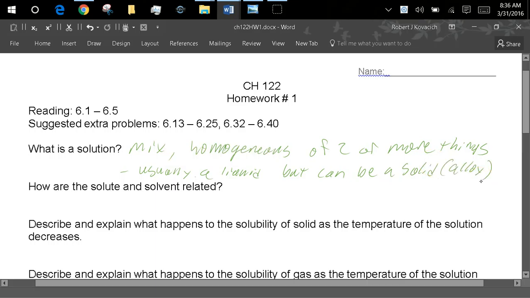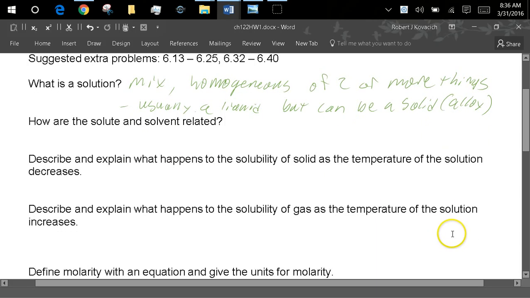So it's usually a liquid. That's usually how we think about it, but it can't be a solid. Alloy would be what we would call that. What's an example of an alloy? Brass. So you guys made brass last term by mixing that zinc and that copper together. So that's a homogeneous mixture.